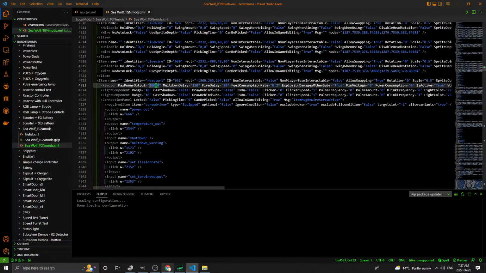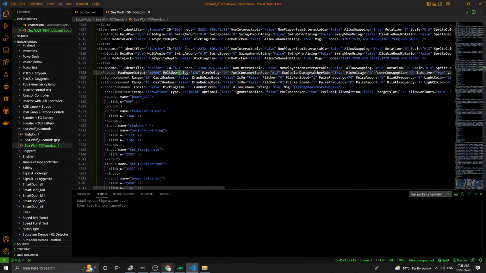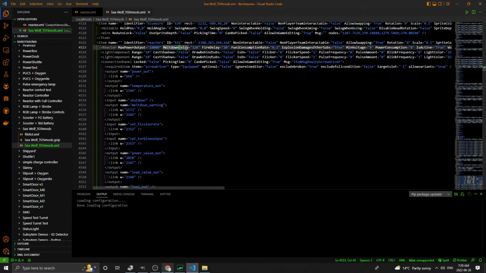You'll notice here that as you add wires, they're given IDs, and the IDs are sequential as you add them to the sub. Hopefully that's obvious. And then you note here power output link with 666. So you've got whatever your 666th item.